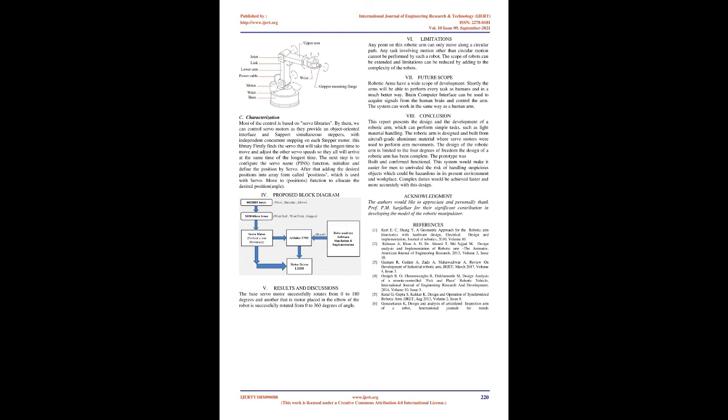A lower pair joint is a joint in which 2 contacting surfaces can slide over one another in a rotary or linear manner. Revolute joint 1 DOF, prismatic joint 1 DOF, screw joint 1 DOF, cylindrical joint 2 DOF, planar joint 3 DOF, spherical joint 3 DOF.